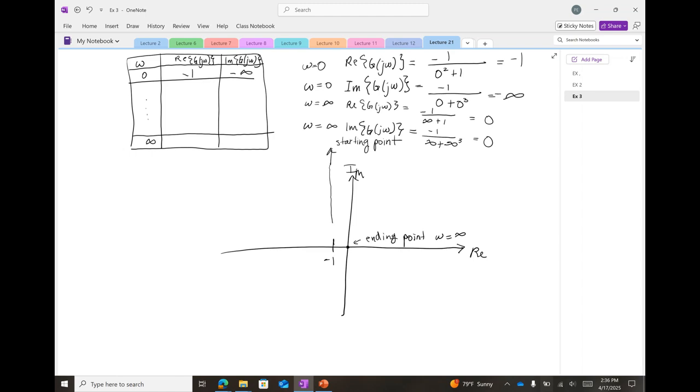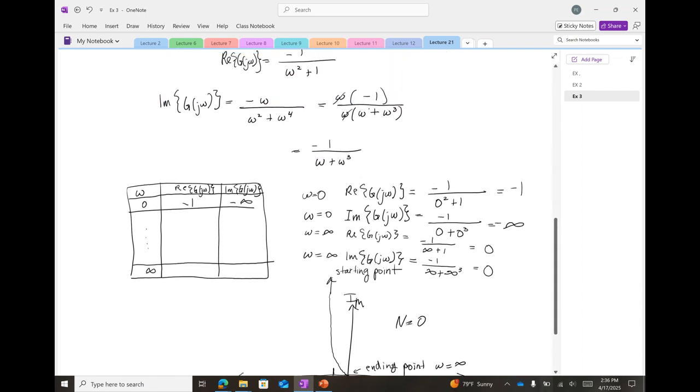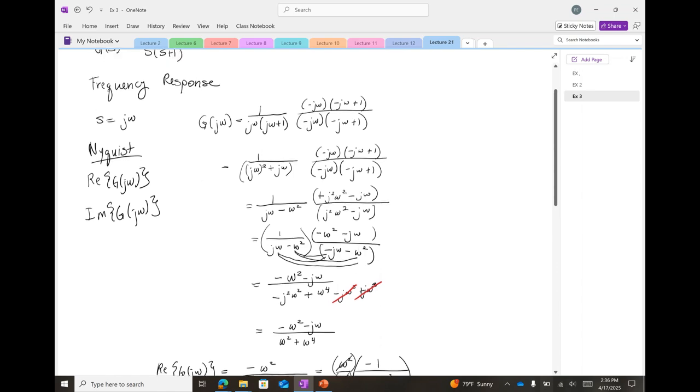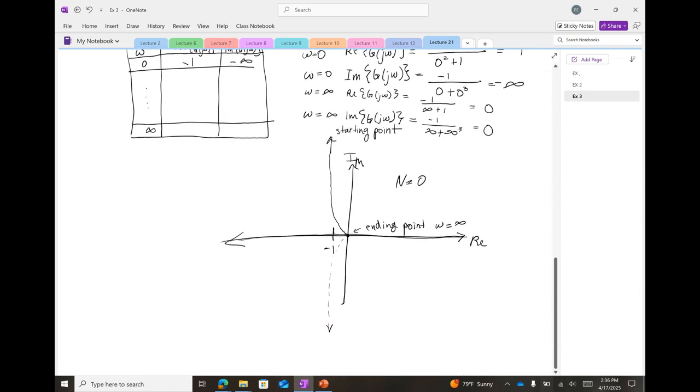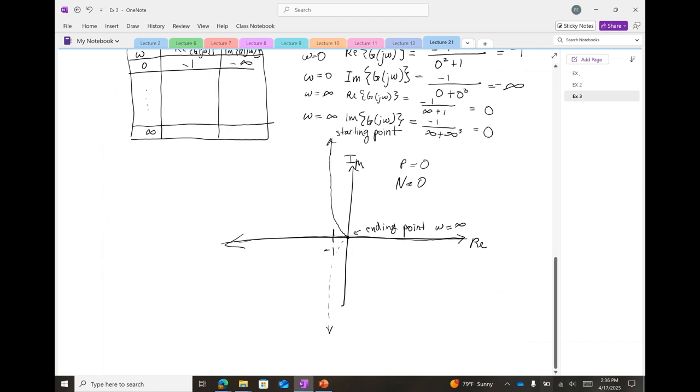It's going to have some kind of behavior like this, and with a reflection across the x-axis, we get the following. So this is our Nyquist diagram. Again, no rotations around 0 here. And our poles, to start with, are at -1 and 0. So again, no poles in the right half plane, so this should be a stable system.